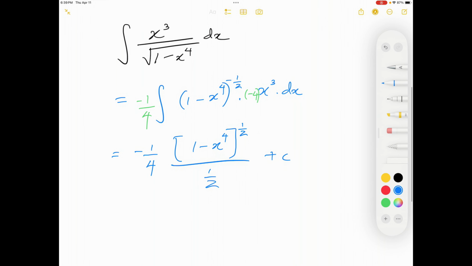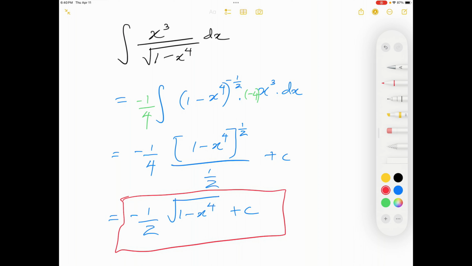This needs to be simplified further. -1/4 divided by 1/2 is equal to -1/2, and 1 minus x to the fourth to the 1/2 power can be written as the square root of 1 minus x to the fourth, plus c. So that's going to be our final answer for this question. We didn't use any substitution.